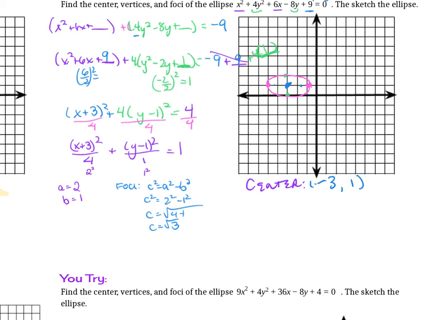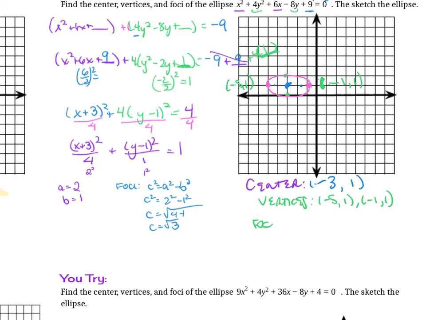And then the next thing we need to talk about is our vertices. Vertices are here on the major axis. So this is negative 1, 1, and the other one is negative 5, 1. So vertices at negative 5, 1 and negative 1, 1.